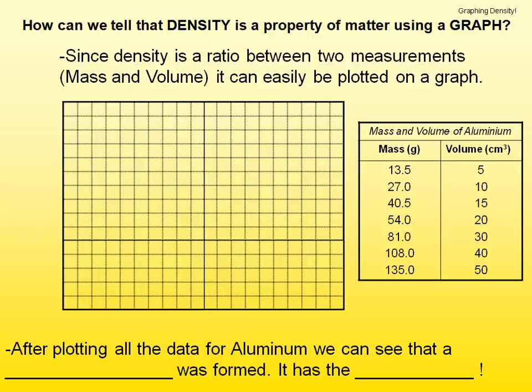And since density is a ratio between two measurements, which would be mass and volume, think mass over volume, x over y, or the difference of the y's over the difference of the x's, it can give us a slope. We can plot it on a graph. So here we go. If we put mass on our y-axis and volume on our x, then we might be able to see a pattern here for substances that are the same throughout. So here we go.